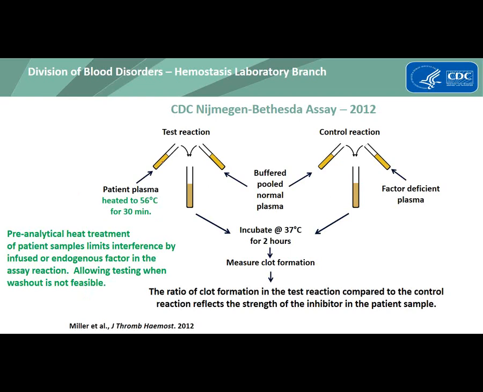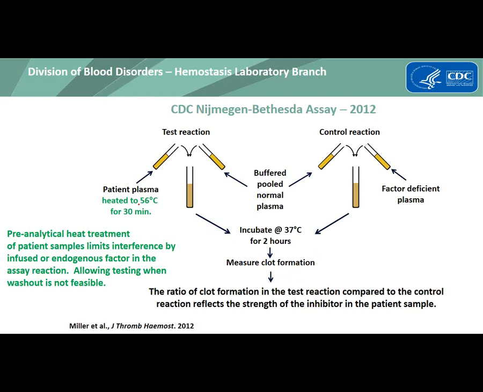So the idea being that any factor that's in this test reaction upon heating will be destroyed and therefore unable to participate and influence the clot formation that's measured downstream. And so in order to eliminate spurious results that were caused by factor in the test reaction, this heating step was added.